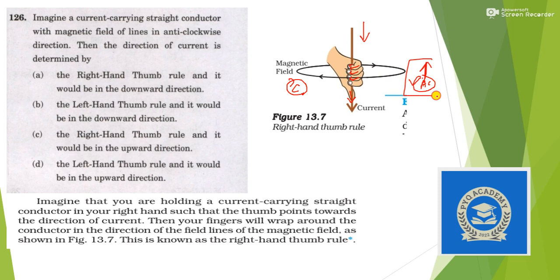So let's move to our options. The right hand thumb rule, and it would be downward, no. If the question was asking about clockwise direction, option A would be correct, but no. Left hand, no. Right hand thumb rule, and it would be upward in direction. This is our correct option. It is also given: imagine you are holding a current carrying straight conductor in your right hand such that the thumb points towards the direction of current, then your fingers will wrap around the conductor. So obviously it will be the right hand thumb rule.